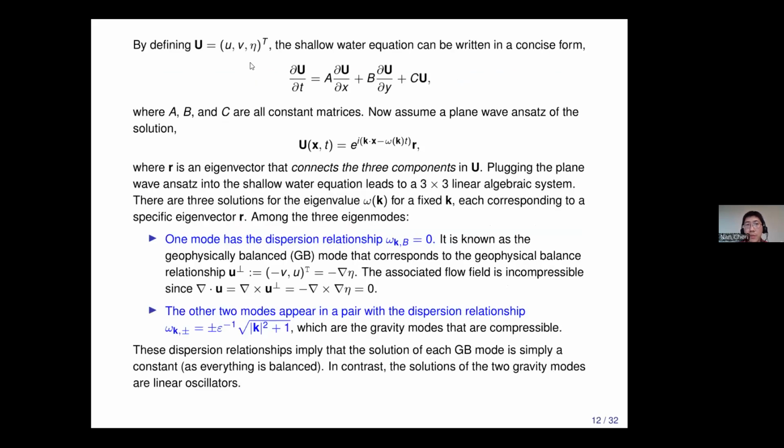So what we do is we put all these three variables into a vector, and you write down the previous equation in this vector form. And you assume a plane wave ansatz, again kind of the Fourier method, and you plug this into the original equation. What's important here is this R. R is an eigenvector. This exponential function is a scalar, but R is a three-dimensional vector which connects the three components. So essentially, you write down the Fourier coefficients after you plug in here.